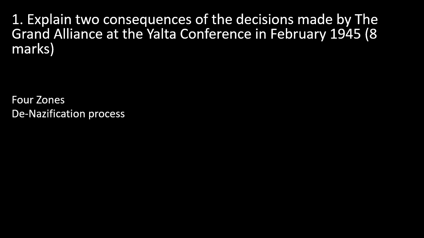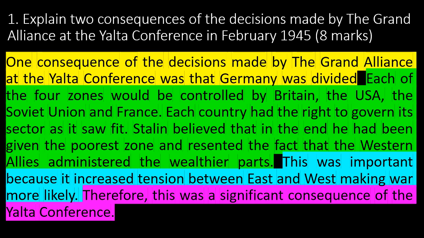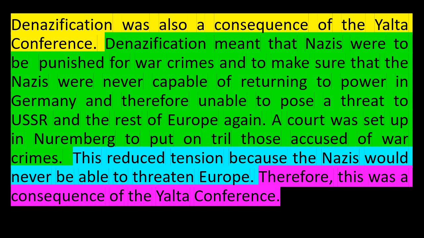Again, a nice question you could have about this: 2 consequences of the decisions made by the Grand Alliance. Dividing Germany and Berlin into 4 zones, and the denazification process. 2 straightforward things you could use to answer that question. And I've even put some examples on there too. And again, if you want to jot any of that down, you can pause and write it down. Same with the denazification process as well.